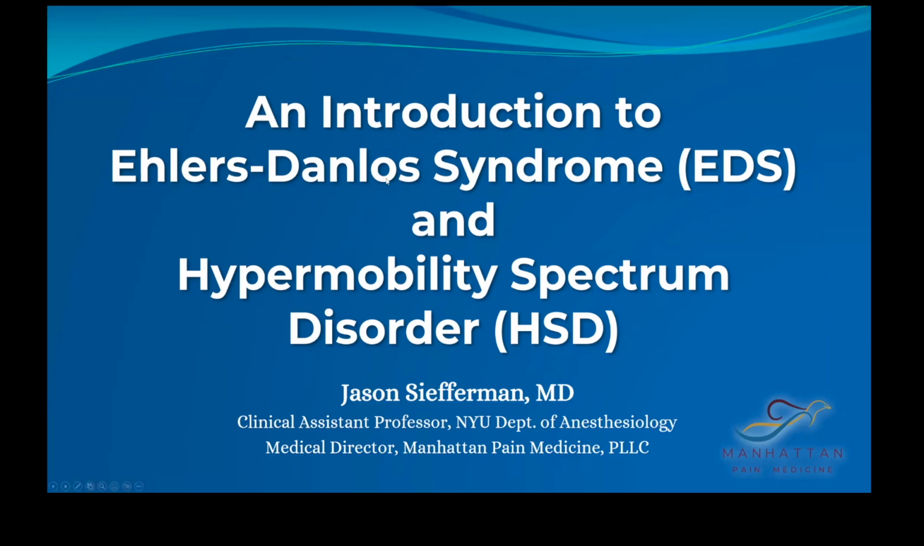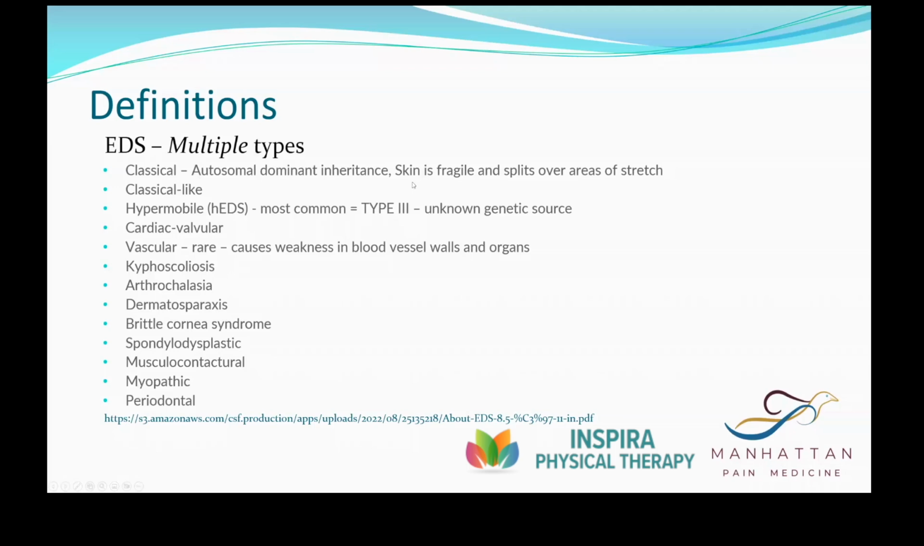So looking at EDS, the first things we have to consider are the definitions. With Ehlers-Danlos syndrome, we know there are multiple types. The most common type is hypermobile EDS. Most of you may be familiar with that, also known as type 3. The important thing about hypermobile EDS is that there is no known genetic source. So if you go for genetic testing because you suspect you have EDS, don't be surprised if they tell you there's no genetic test, anyway.